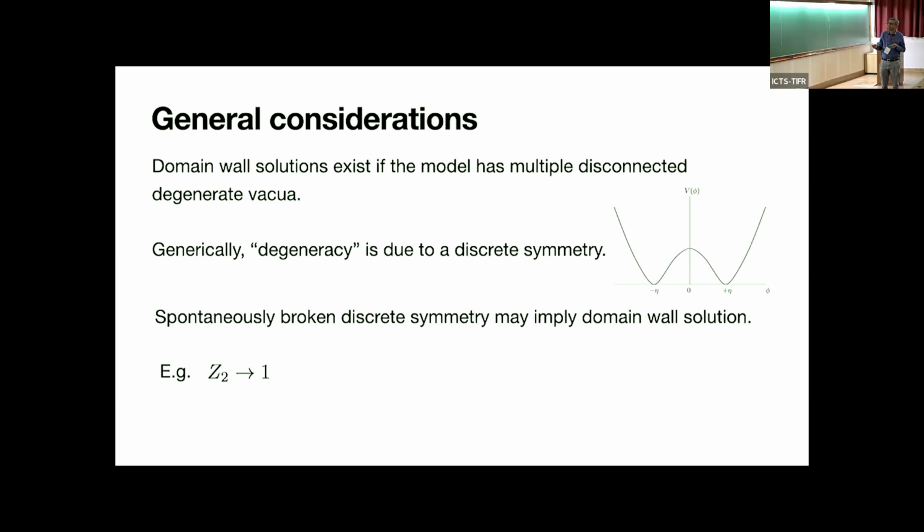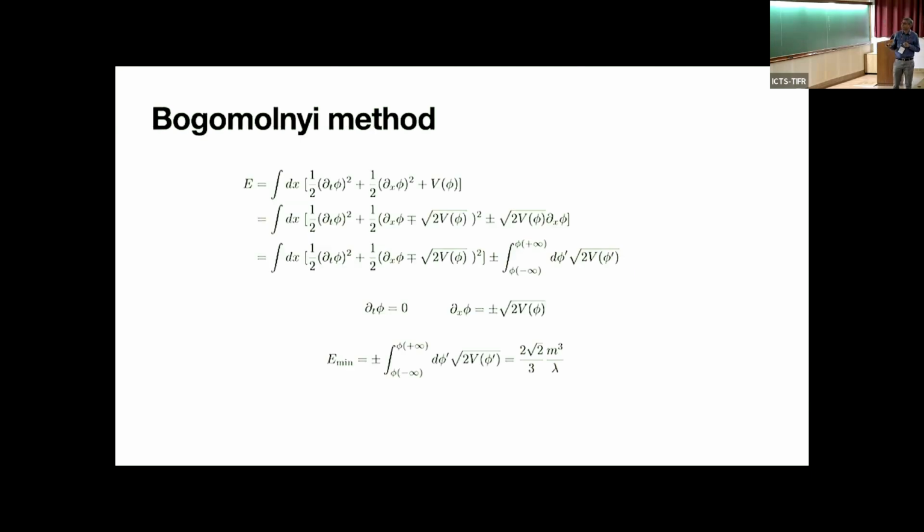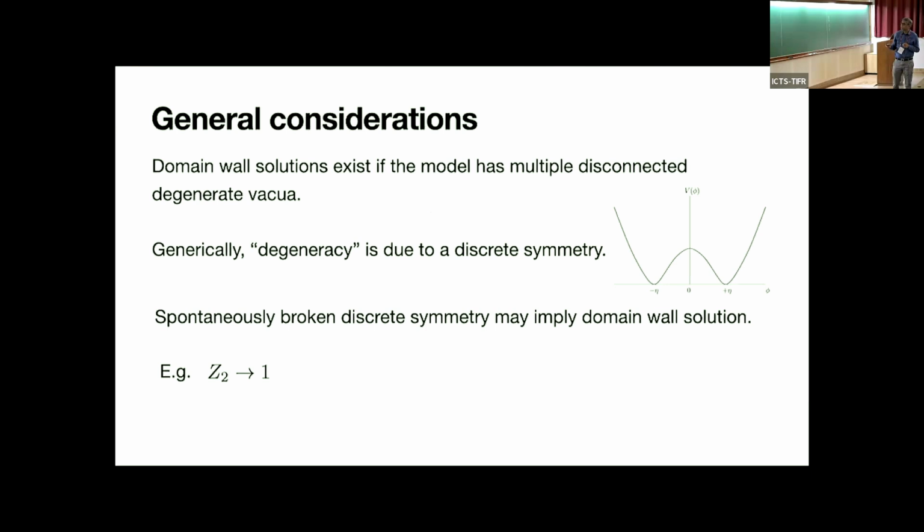And so this could happen for a variety of reasons, but generically, whenever you have a degeneracy, it's due to a discrete symmetry. Okay? So there is some symmetry in the model that is telling you that there is more than one vacuum. And then when the symmetry breaks, right? So when you say phi is eta plus psi or whatever, then that implies that there's a domain wall solution.